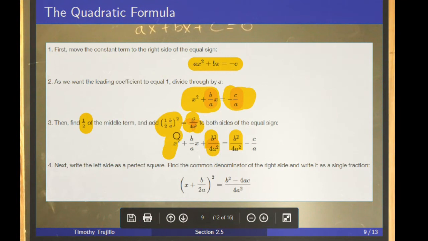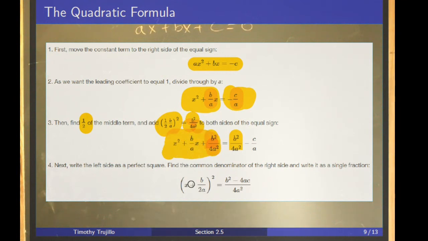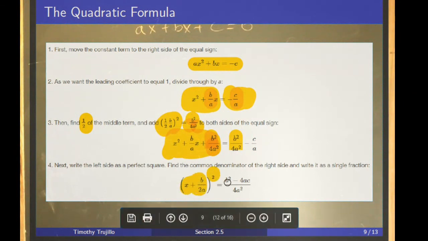And the point of all of this is that now this side is a perfect square, right? And it's going to be x plus whatever the 1/2 times the term in front of the x was. So in this case, 1/2 b over a squared. And then you've got b squared minus 4ac over 4a squared. Okay, so now you take the square root of both sides of this equation, and you get a plus or minus, and you solve for the x.